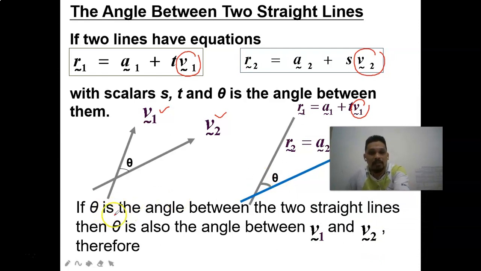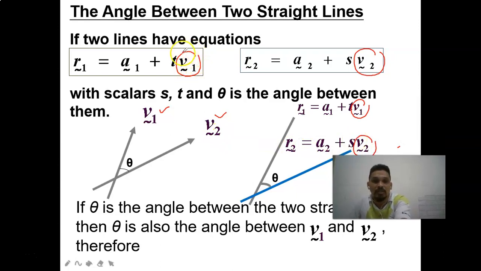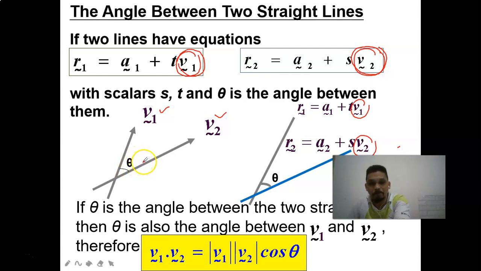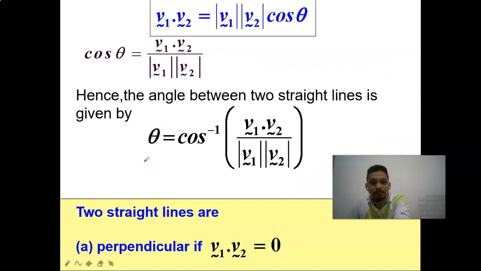Then, if the angle theta is the angle between two straight lines, then theta is also the angle between V1 and V2. So, from this equation, we can take these two as our reference to find the angle between those two straight lines. We use the dot product, V1 dot V2 equal to modulus of V1 times modulus of V2 cos theta. I think you have seen this equation before in lecture 1 or lecture 2, something like that. Please refer back to the previous notes.